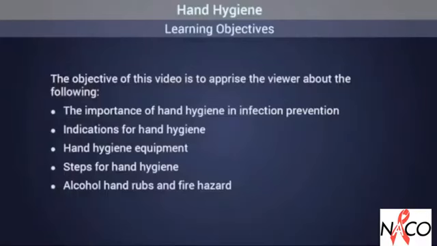Chapter 8 Infection Control. Topic: Hand Hygiene. The viewer should be able to understand the role of hand hygiene in infection prevention, the indications for hand hygiene, the equipment necessary for hand hygiene, the steps for hand hygiene, alcohol based hand rubs, and fire hazard associated with alcohol based hand rubs.